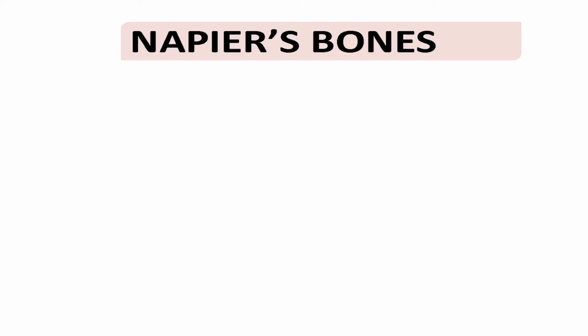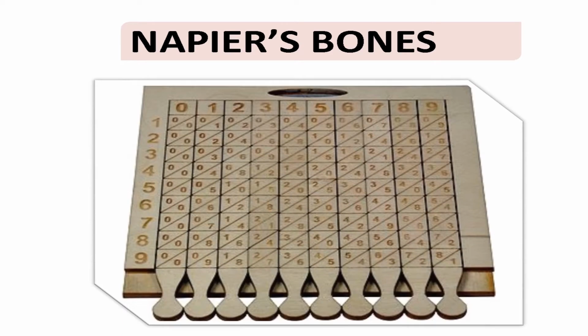After abacus, Napier's bones came. It is a manually operated calculator that is used to perform addition, subtraction, multiplication, and division operations easily.